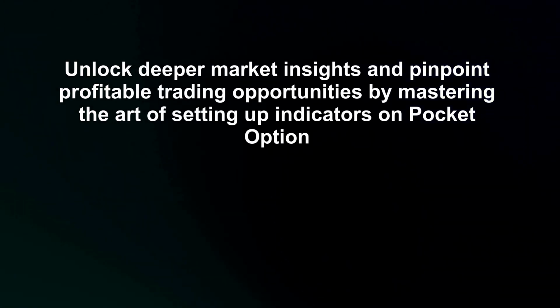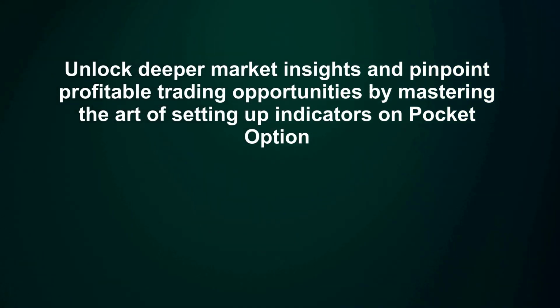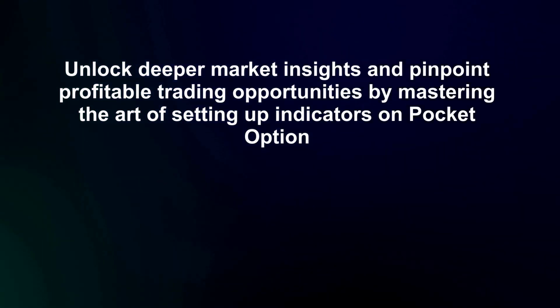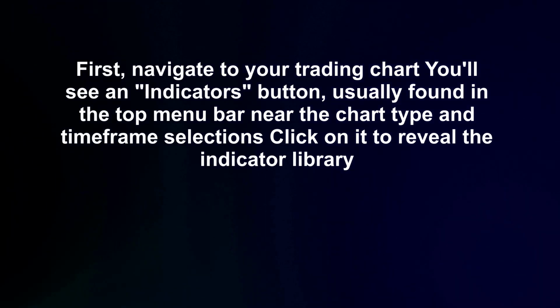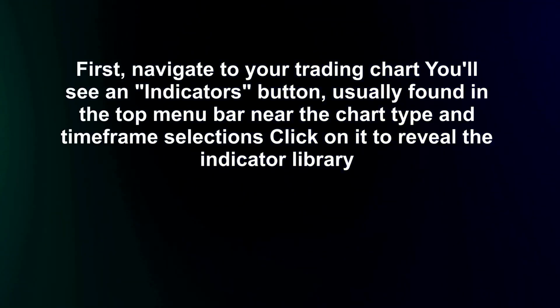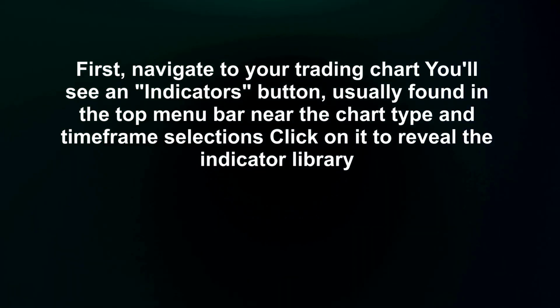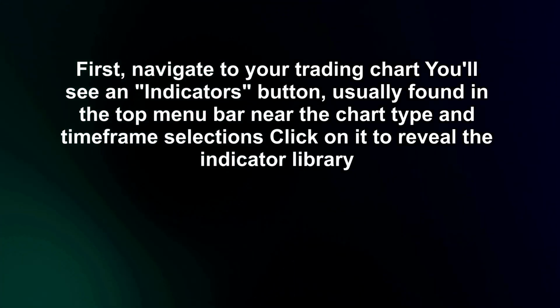Unlock deeper market insights and pinpoint profitable trading opportunities by mastering the art of setting up indicators on Pocket Option. First, navigate to your trading chart. You'll see an Indicators button, usually found in the top menu bar near the chart type and timeframe selections. Click on it to reveal the indicator library.